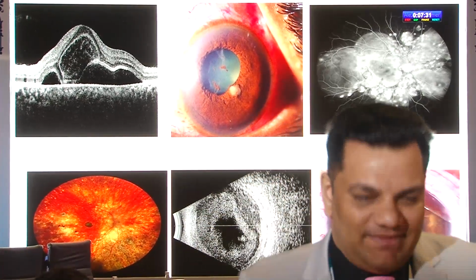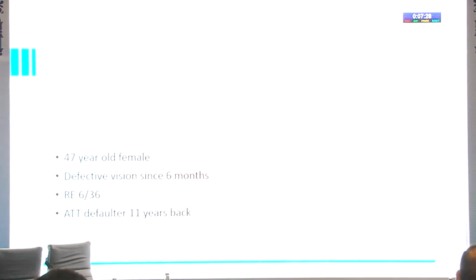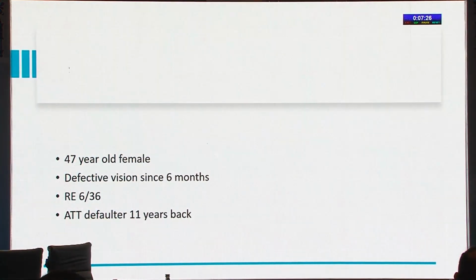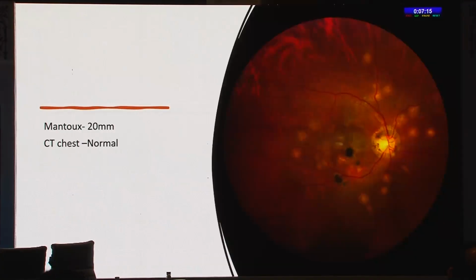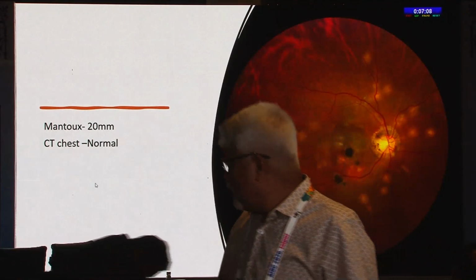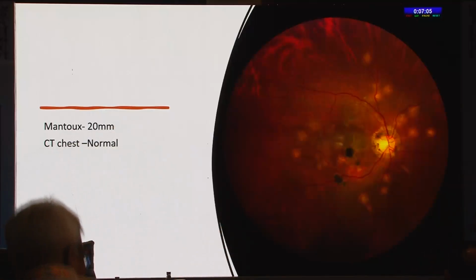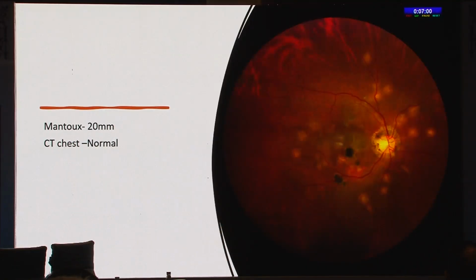So the first case is a 47-year-old female who came to us with defective vision since 6 months. Her vision in the right eye was 6/36, and she also gave a history of not completing ATT 11 years back. So this was her clinical picture. You can see that there are multiple small choroiditis lesions scattered all over the posterior pole. This is what we call multifocal choroiditis with pigmented chorioretinal scars, typically along the vessels. Now this is a very typical clinical scenario of ocular TB. So systemically she should not have any reactivation of TB.